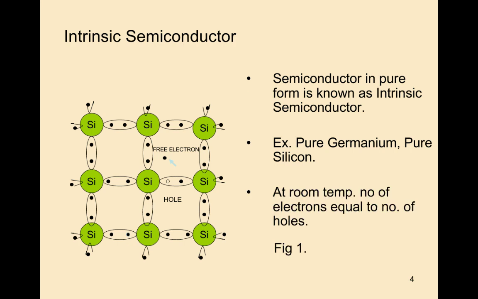At room temperature, the number of electrons is equal to the number of holes. So at room temperature, this semiconductor will behave like an insulator. A semiconductor in pure form is known as an intrinsic semiconductor. Examples are pure germanium and pure silicon, which contain 4 valence electrons. At room temperature, these atoms will behave like insulators.